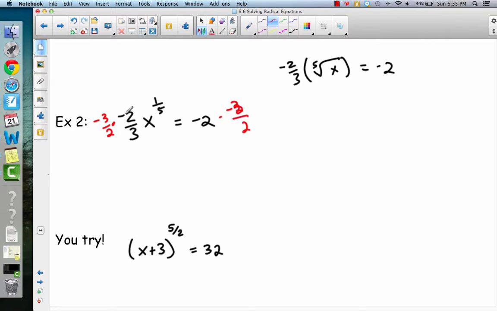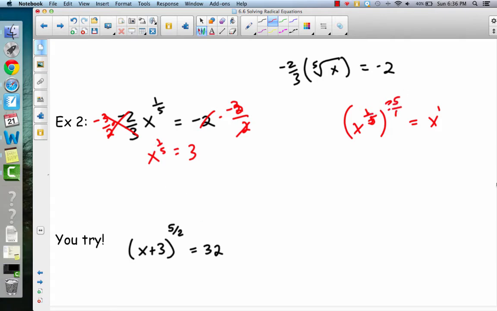So what happens is that these cancel out, the 3's and the 2's, so we're left with x to the 1/5 equals, well, the negatives cancel out to make a positive, and the 2's cancel out, and what you're left with is just positive 3. So now, all I have to do is get rid of that 5th root. Well, how do I get rid of a 5th root? It's just like the square root. I want to make the exponent a 1, so to what power do I make this so that I get x to the 1st? Well, the reciprocal of 1/5 is 5/1.